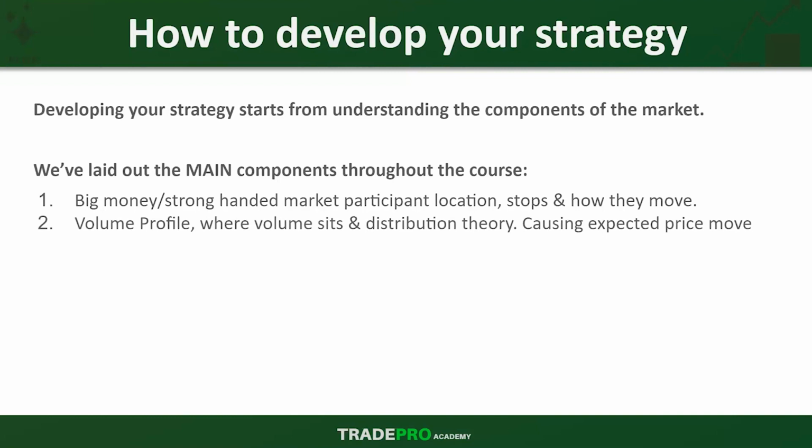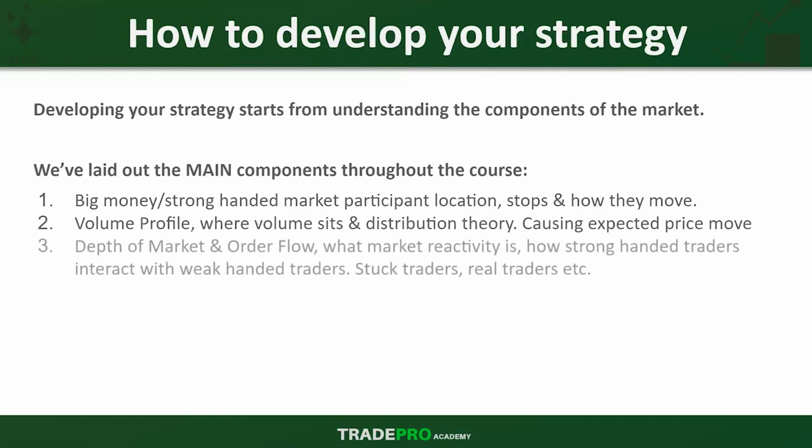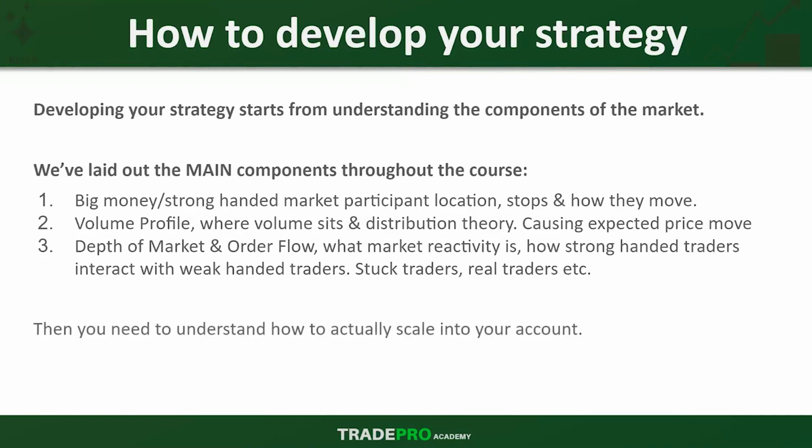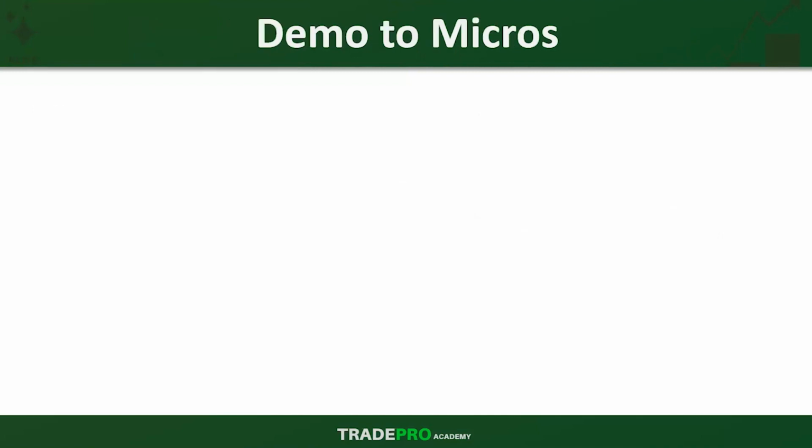When you understand distribution theory, you understand that price travels from balance to balance to balance, and in between is imbalanced and will run through those imbalances fairly quickly. We talked about the depth of market and order flow, what market reactivity is, how strong-handed traders interact with weak-handed traders, stuck traders, real traders, bearish versus bullish DOMs, how order flow comes in and leaves the market, creating moves. Then you need to understand how to actually scale into your account. So why don't we take a look at what I mean by that?